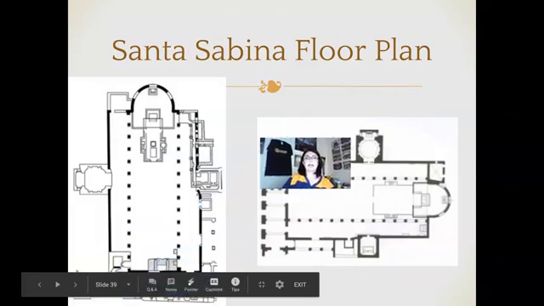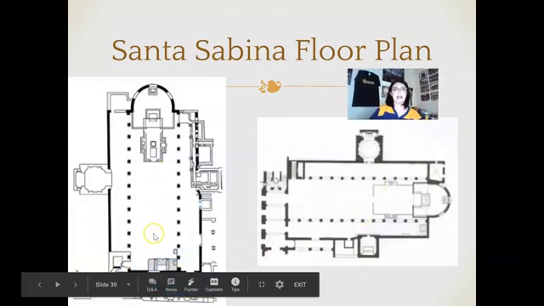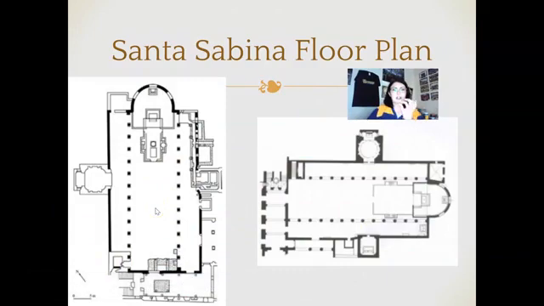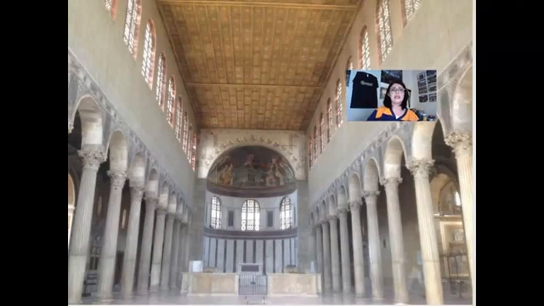So this is the floor plan of Santa Sabina. And you can see right here the wide nave, and the little squares or circles, those are columns to create the aisles. So it's basically taking Greco-Roman style. The rounded area down there is the apse, and that horizontal axis runs that direction, drawing your attention to the apse. And this is the interior.